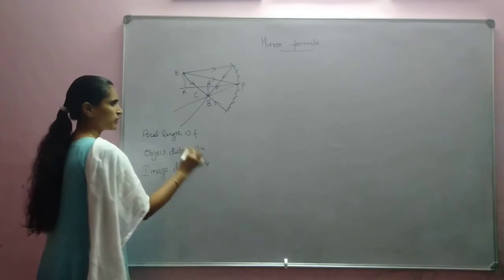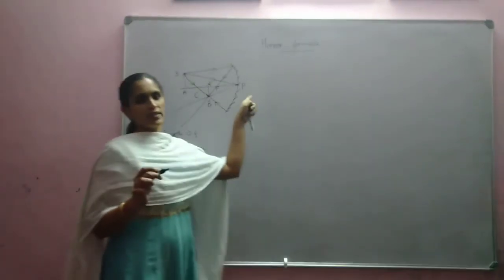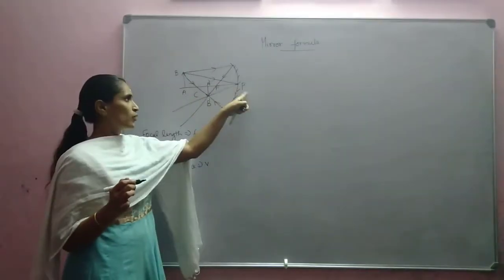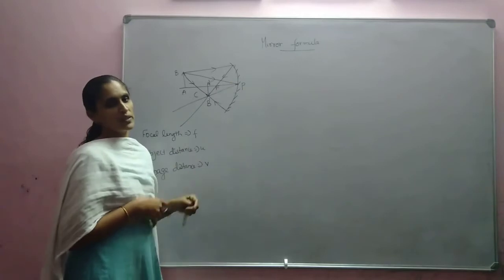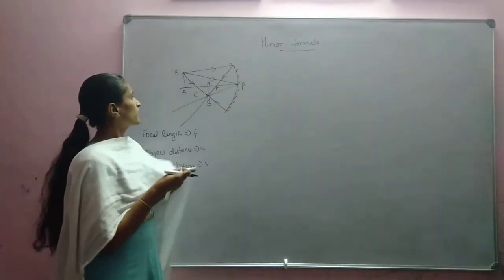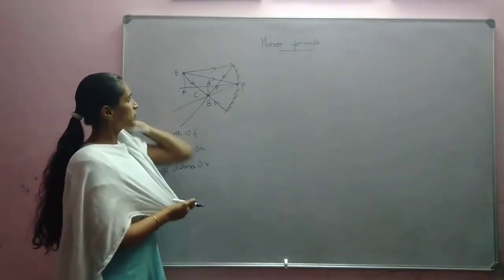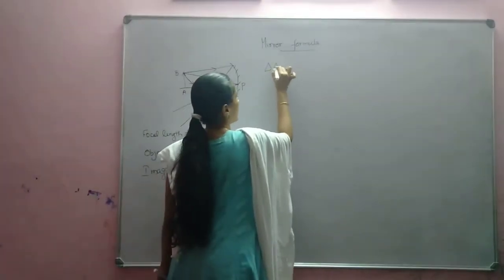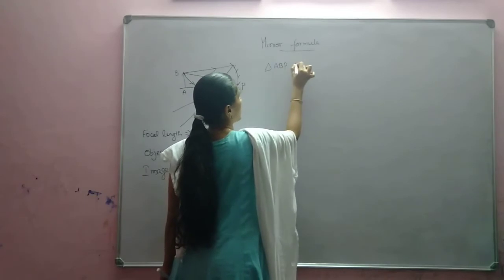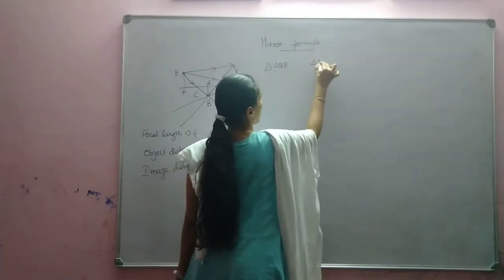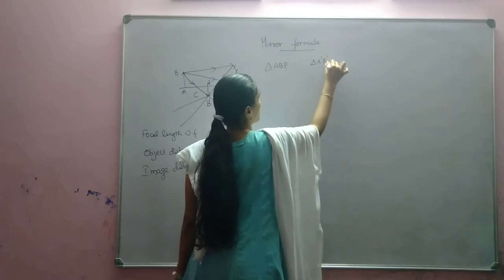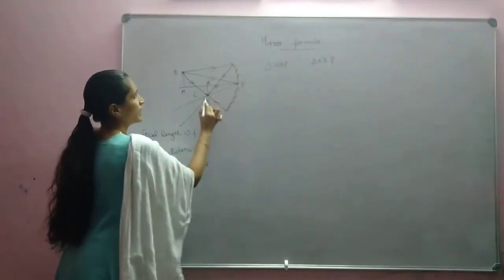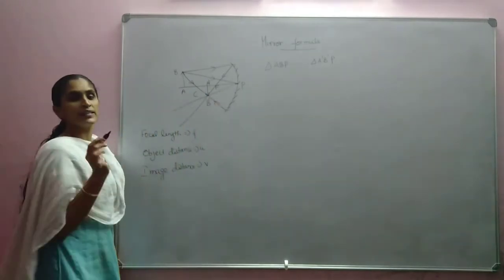What is meant by focal length? Distance between focus and pole. What is meant by object distance? Distance from the object to the pole. Distance from the image to the pole is the image distance. Okay. So we can consider these two triangles, ABP and A dash B dash P. These two triangles are similar triangles.